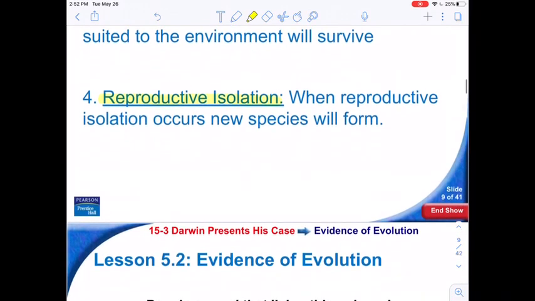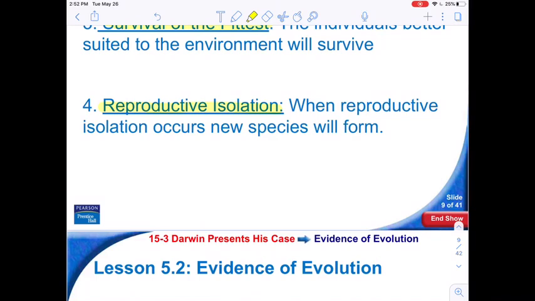All right, well, that's the end of our notes for lesson 5.1. Tomorrow, 2 days from now, we're going to be talking about lesson 5.2, which is evidence for evolution.